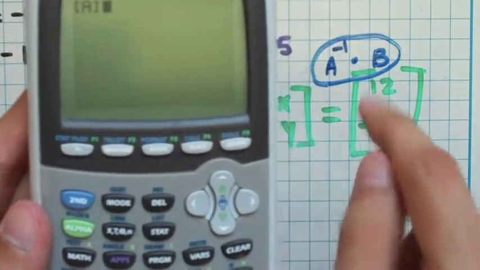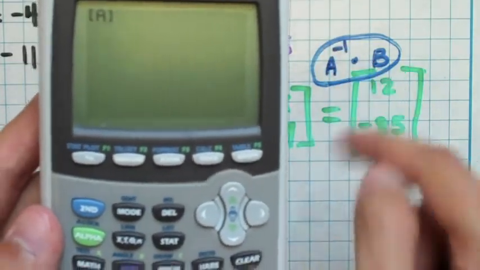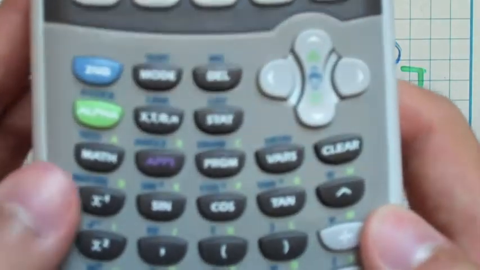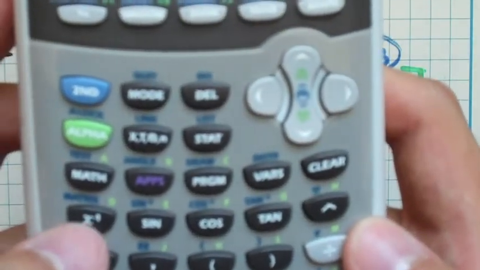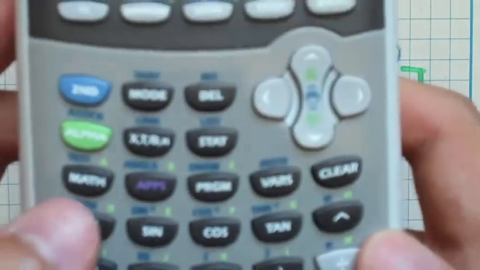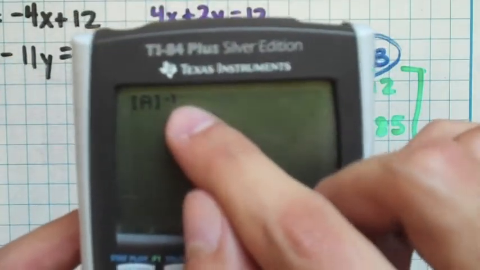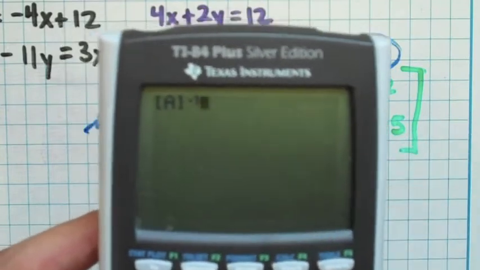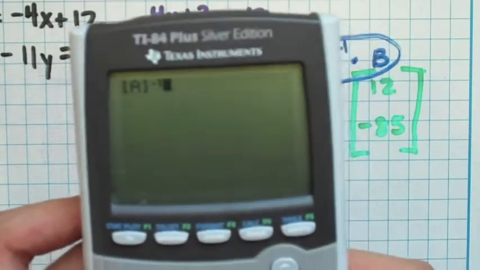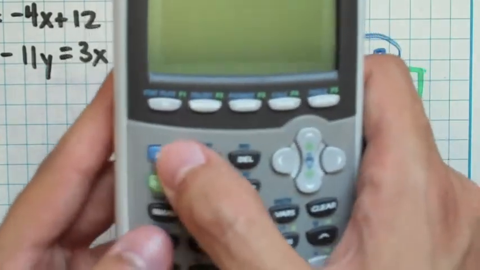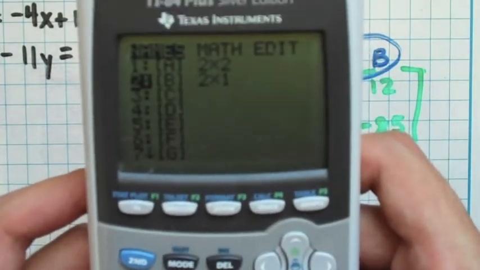Then I'm going to hit the inverse key. It's supposed to be A inverse B. The inverse key, if you look on your keys right below math, there's a key that says x to the -1st power right there. You're going to hit that key, and you will see a little -1 pop up on your screen. Then I'm going to hit times, and I'm going to go back to matrix and select matrix B.